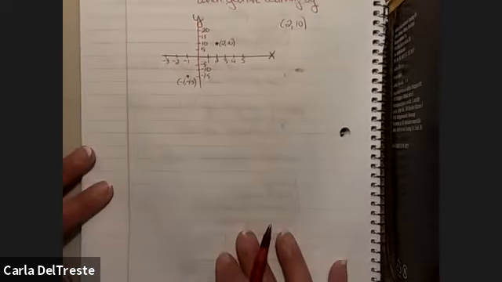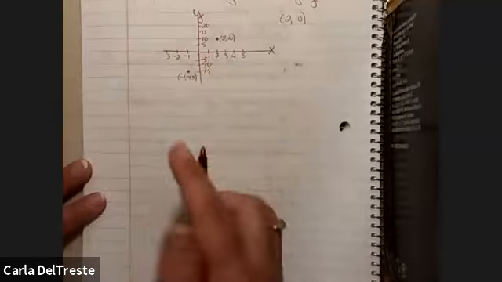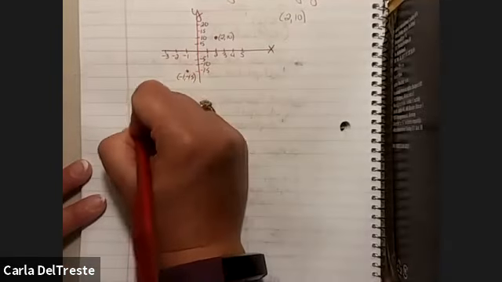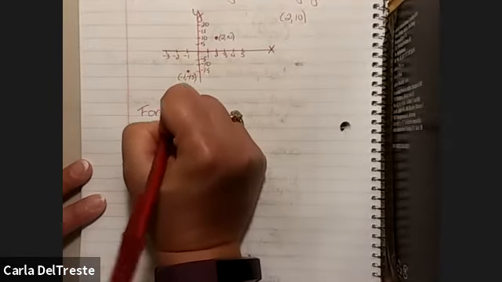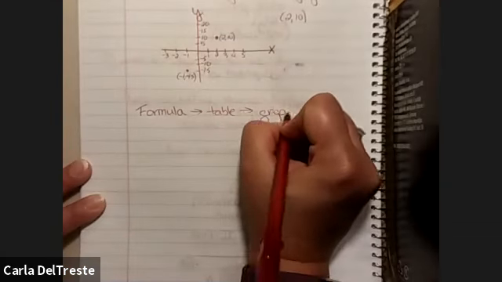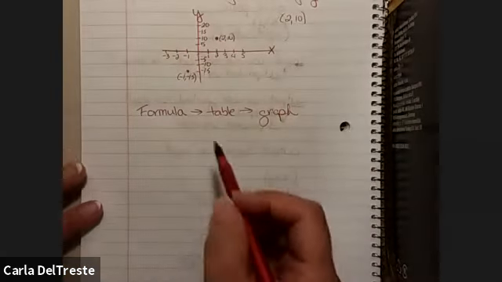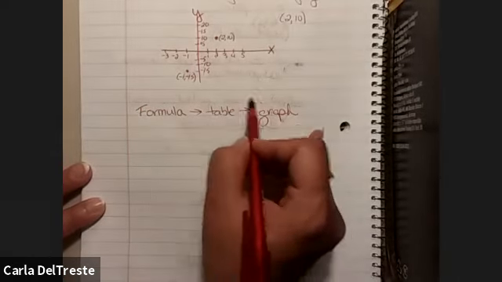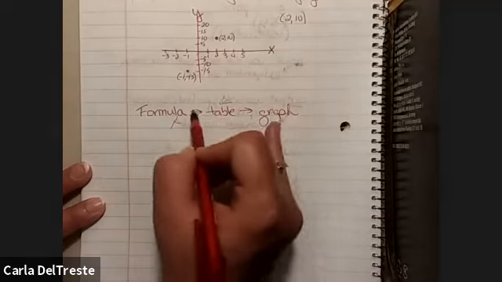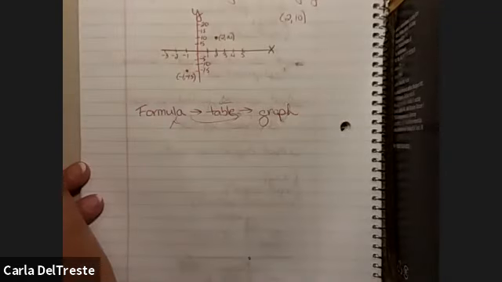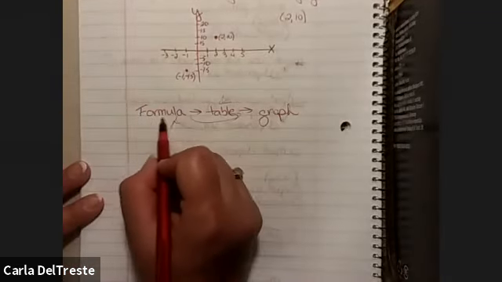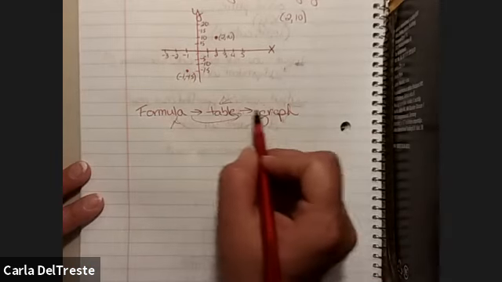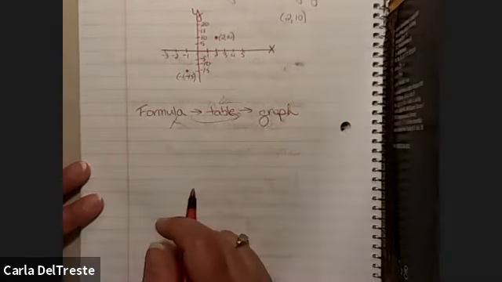Okay. So now we're going to move on to putting everything together. What we're going to be learning in this class is the connection between a formula to a table to a graph. And eventually, you're going to be able to go from all of these to each other. You'll be able to go this way and this way and this way, and you'll be able to fill all of that in. But for right now, we're going to take a formula, generate a table, and make a graph with the knowledge that we just created.